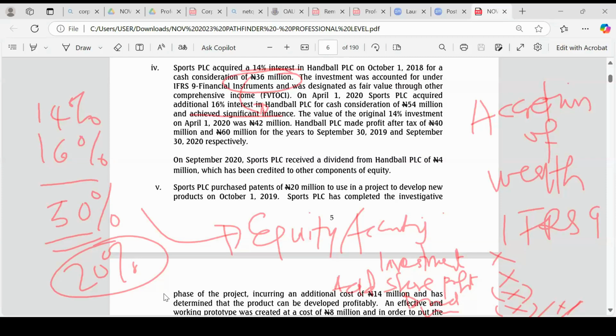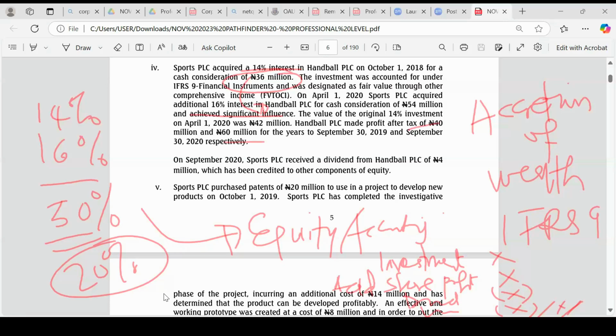Then we're told Anvil PLC made a profit after tax of 40 million and 60 million. All right. We're going to go into the analysis of how much Sport PLC will get of this profit after tax, and how it will be accounted for.